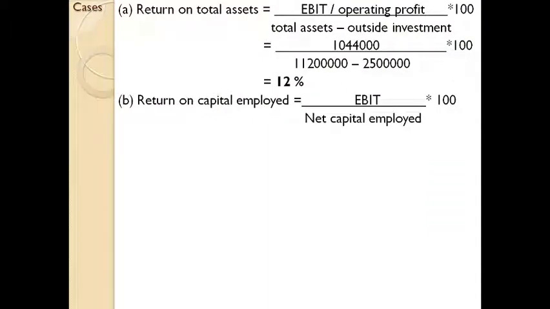The equation is earnings before interest and tax divided by net capital employed into 100. And here the numerator, earnings before interest and tax or operating profit, is already given in the question. And the next part is net capital employed. This part is quite tricky because we know there are some equations to find or extract the amount of capital employed. Capital employed may be gross capital employed or net capital employed.